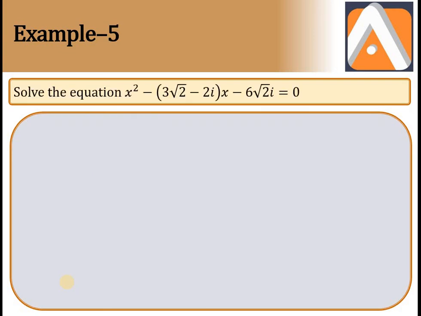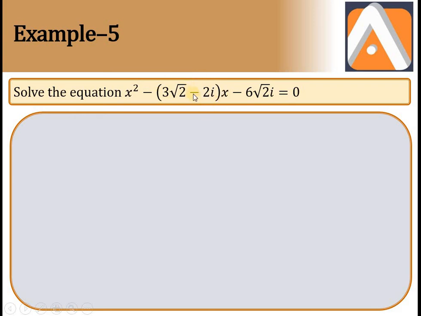Now one more question. Here see, up to now we have taken only rational roots. Now I am taking irrational as well as complex roots. Okay. So here the a value is 1, the b value is this entire number. Actually this is a complex number. A complex number is in the form of a plus ib. a is the real part, i into b is the imaginary part. This part is the imaginary part.